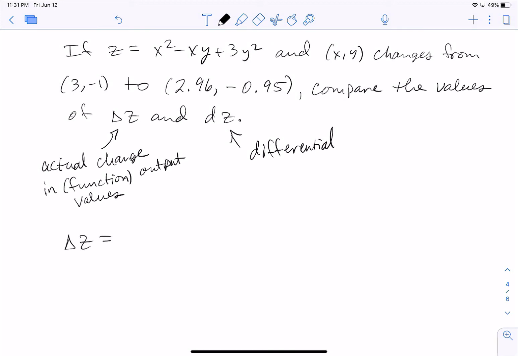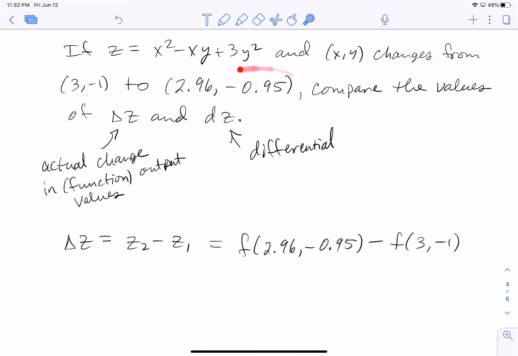So delta z is really z2 minus z1. And we're going to compute that by finding f of (2.96, -0.95) minus f of (3, -1). And I know to subtract f of (3, -1) because we're going from (3, -1) to (2.96, -0.95). So yeah, that tells me the order of subtraction. This is approximated by 14.28 minus 15, and that equals like -0.72, right? So that's delta z.